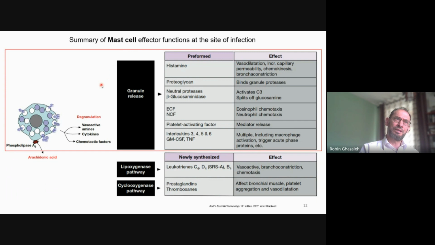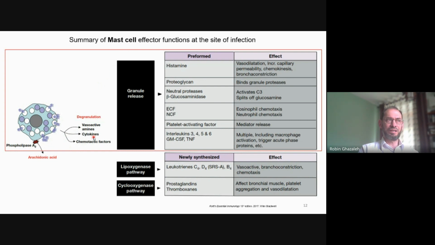The mast cells are full of granules, those small clumps you can see under the microscope. In response to infection, these mast cells degranulate. That means they release their granules. De- means to get rid of something. So they release all the contents of these granules into the environment.